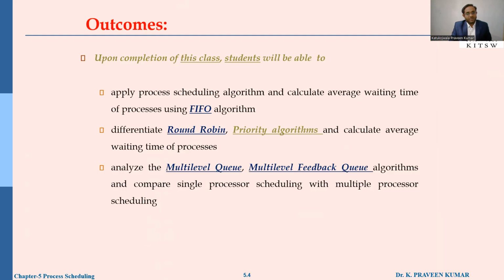The lecture outcome for this class is that you will be able to apply process scheduling algorithms and calculate the average waiting time of processes using the first in first out algorithm. You can also differentiate round robin and priority scheduling algorithms and calculate the average waiting time of different processes. You can also analyze the multi-level queue and multi-level feedback queue algorithms and compare single processor scheduling with multiple processor scheduling.